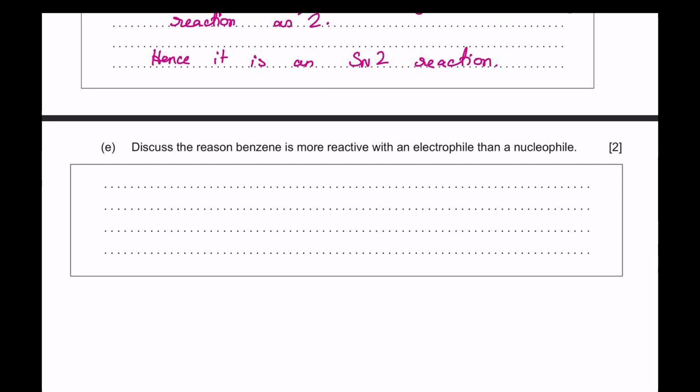That's all, literally all about this part. And the last part is we have to discuss the reason benzene is more reactive with an electrophile than a nucleophile. So benzene, if you check benzene, it has 3 pi bonds which are conjugated. So basically benzene has a high electron density within itself.